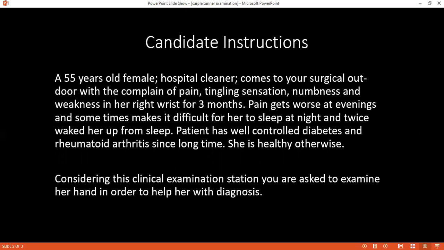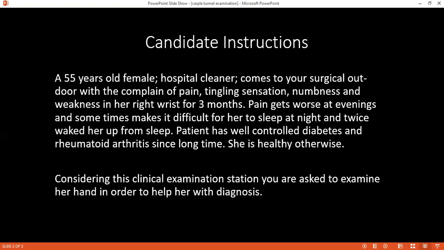So what is your provisional diagnosis for this patient? From the clinical findings, my provisional diagnosis is carpal tunnel syndrome. What other differential diagnoses will you consider? Cervical disc prolapse or diabetic neuropathy. Yes. What investigations would you ask for in order to confirm your diagnosis?